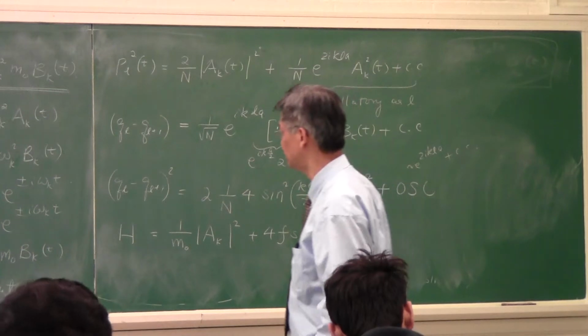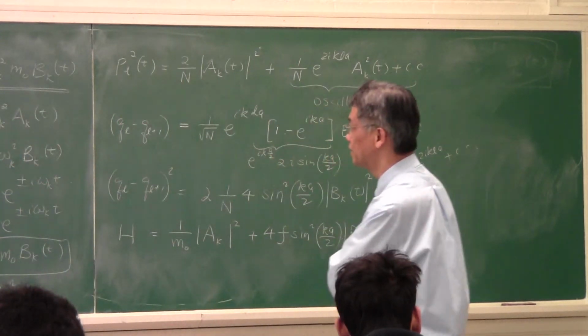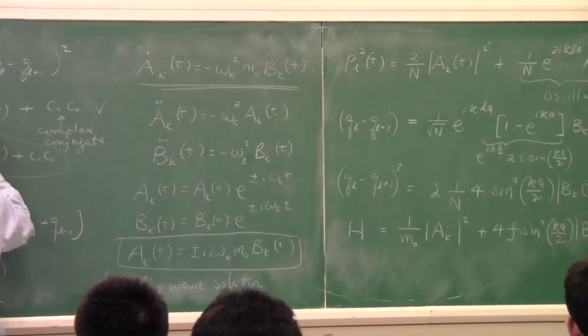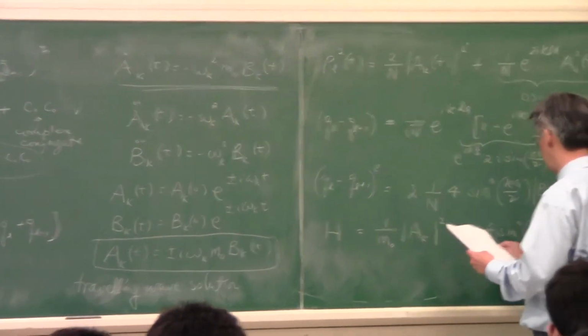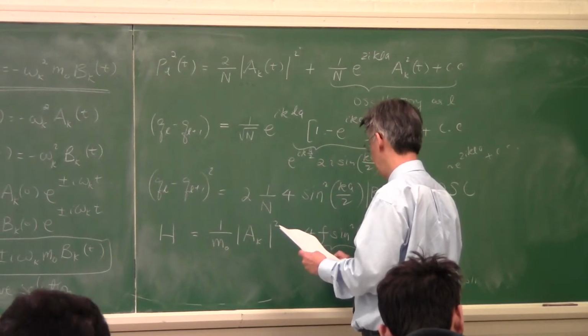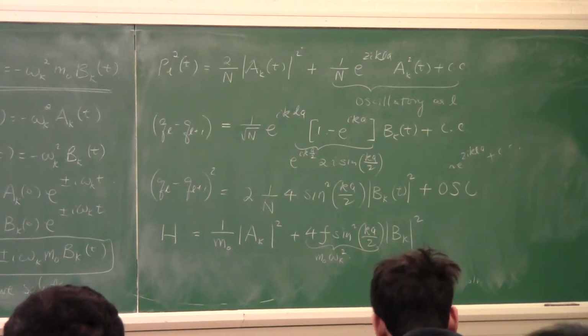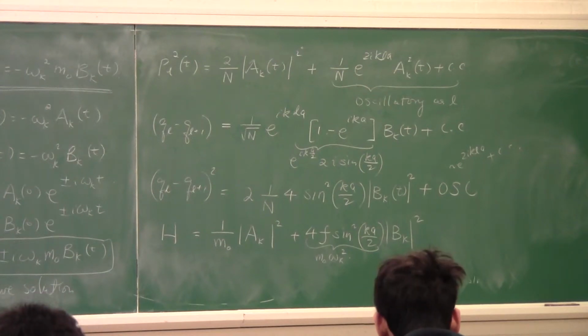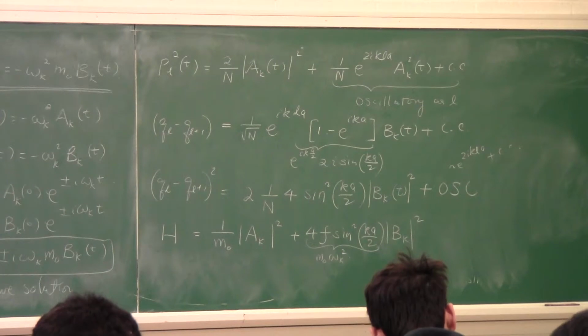But B_k and A_k are related to each other by this, because one represents displacement and the other represents momentum. This represents displacement, this represents momentum. And you can actually recognize that this is just M0 omega_k squared, the omega_k squared that we derived earlier. That is just equal to that. And then, because G is equal to F over M, if you remember the definition for G in this picture over here, G equals F over M0.